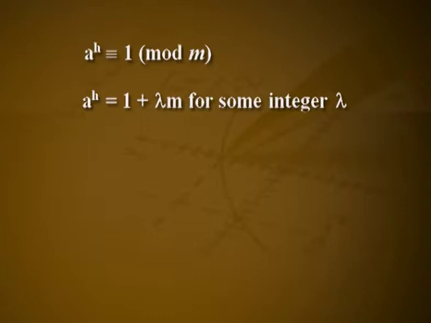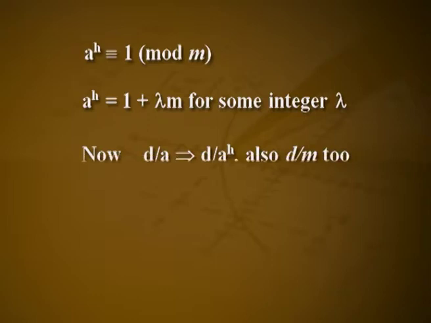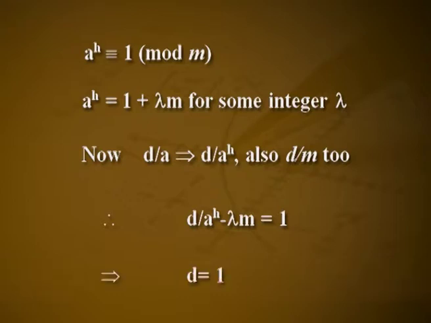Proof 1. Let d greater than 0 be a common divisor of a and m. Then d divides a and d divides m. Since a raised to h is congruent to 1 mod m, a raised to h is equal to 1 plus lambda m for some integer lambda. Now, d divides a implies d divides a raised to h. Also, d divides m too. Therefore, d divides a raised to h minus lambda m, which is equal to 1, which implies d is equal to 1.